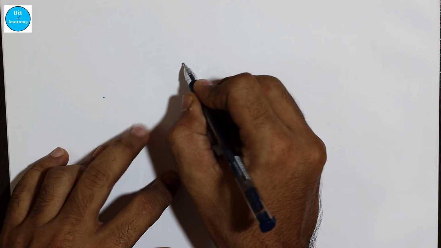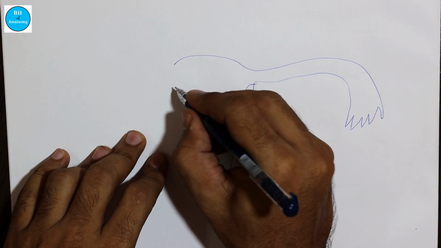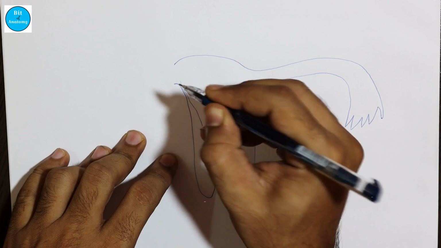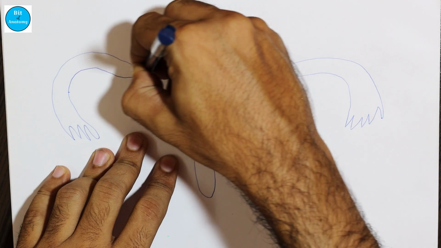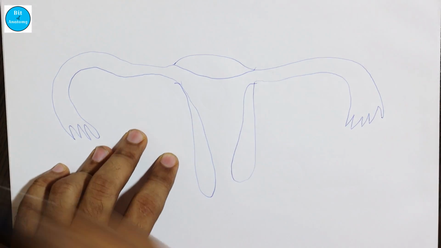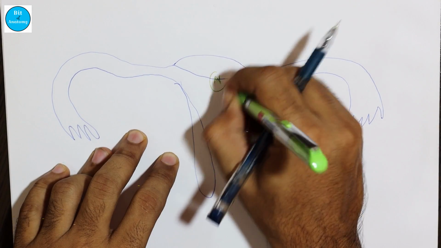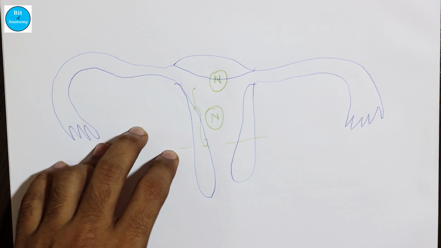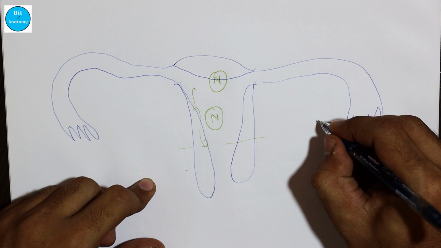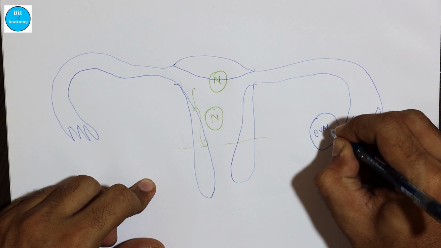Now let us look at abnormal sites of implantation. The normal site, as we already saw, is at the junction of the posterior wall of the uterus and the fundus of the uterus. So this is the normal site, and anything, as I said, in the upper part of the uterus is also a normal site of implantation. Implantation can occur at various regions.